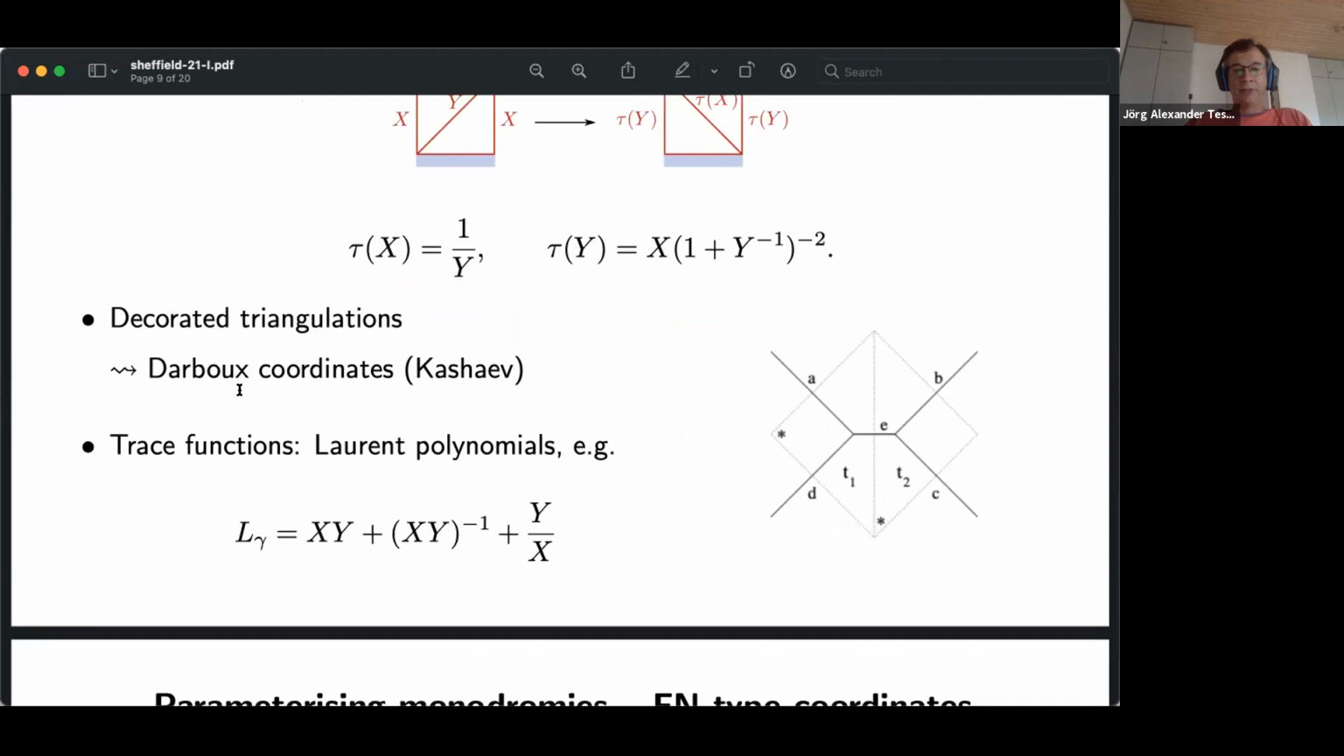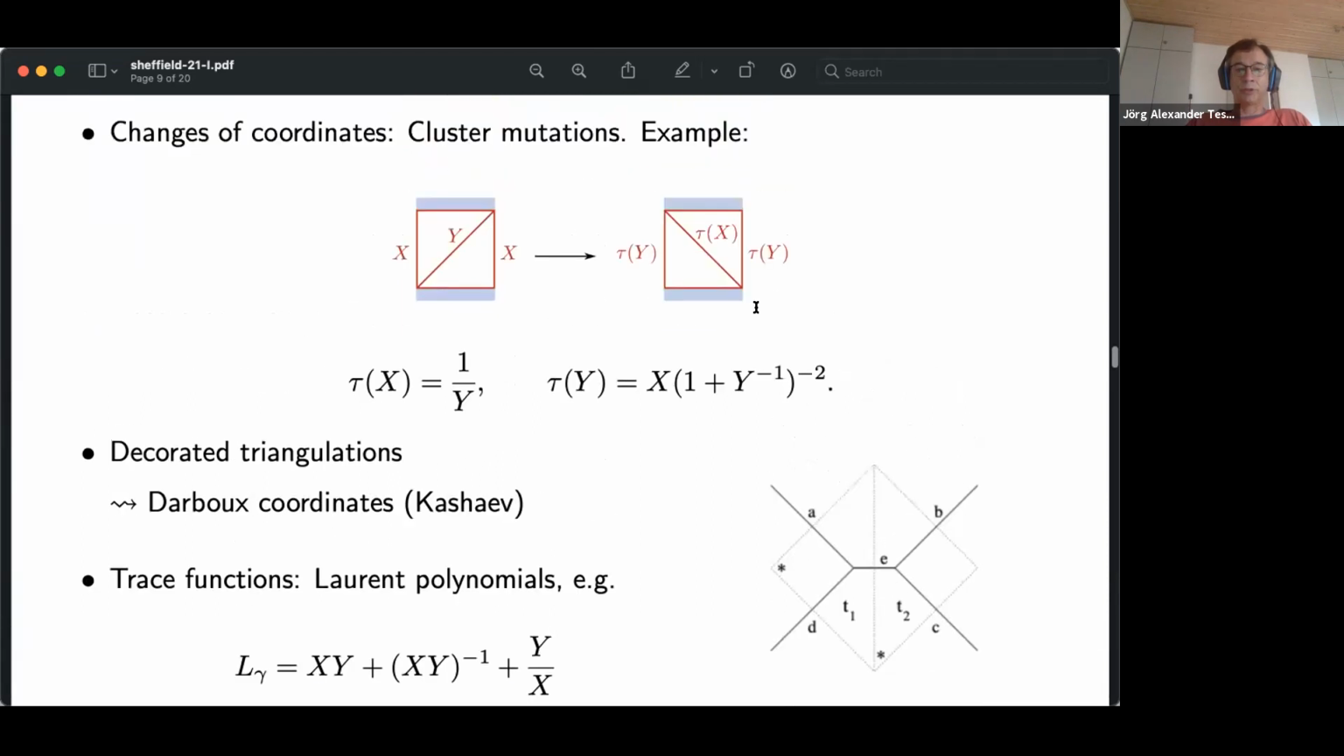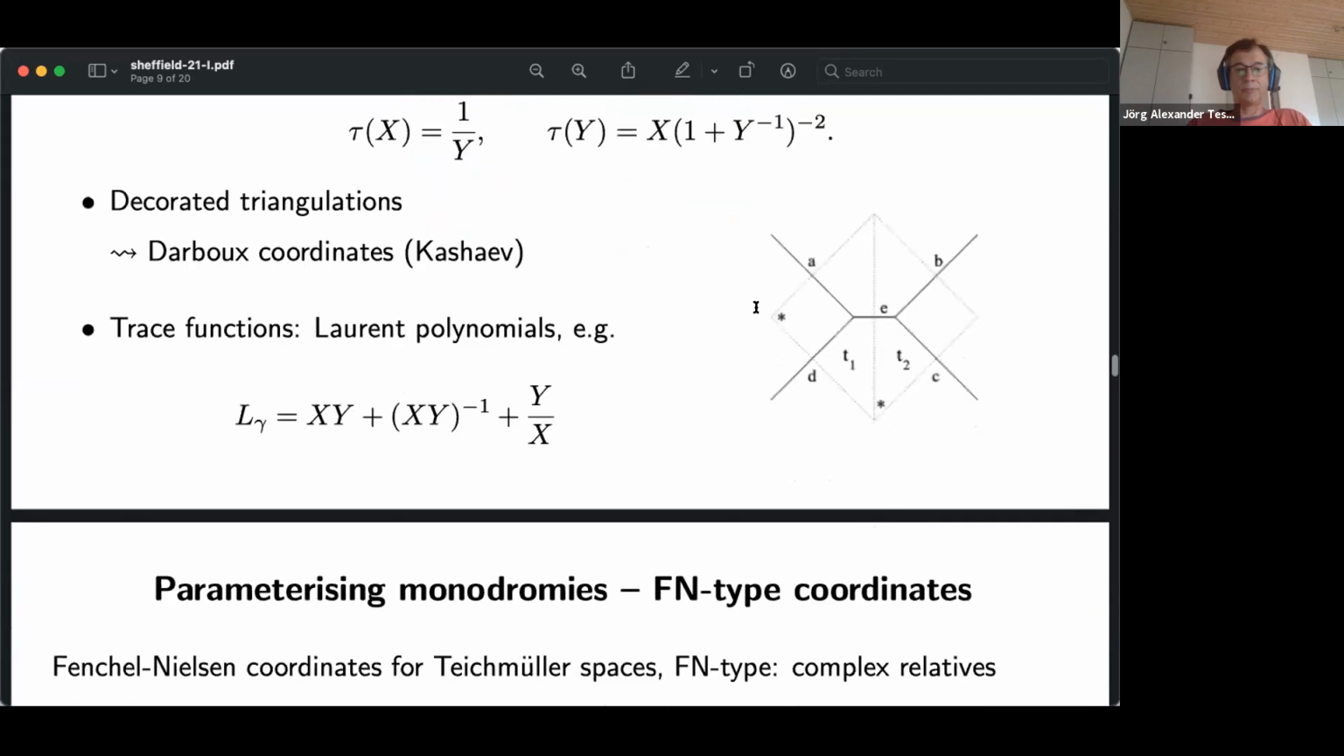There's a relatively elegant way, which I have not the time to explain, to introduce Darboux coordinates in this context, which was used by Kashaev in the context of Teichmüller theory or quantum Teichmüller theory, which uses decorated triangulation. His main observation was that if you decorate the triangulation by marking a corner in each triangle, then you have a way to introduce Darboux coordinates from which you can reconstruct the Fock-Goncharov coordinates by a simple recipe.